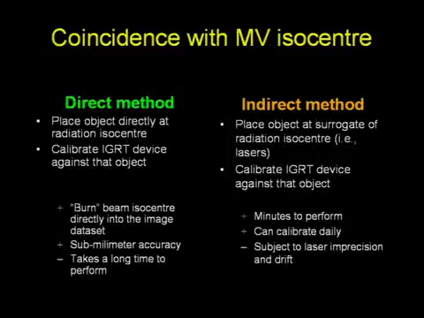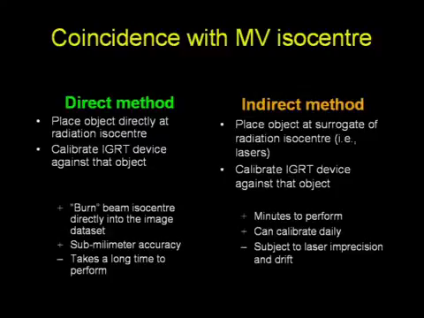So with an overview of the literature, we can find that there are two basic methods to ensure coincidence of the image isocenter with the radiation MV isocenter. There is the direct method and the indirect method. In the direct method, the user places an object directly at the radiation isocenter and takes some careful time and manipulation to do that. Once an object is clearly aligned with the radiation isocenter, one can calibrate the image guidance system against that object directly.